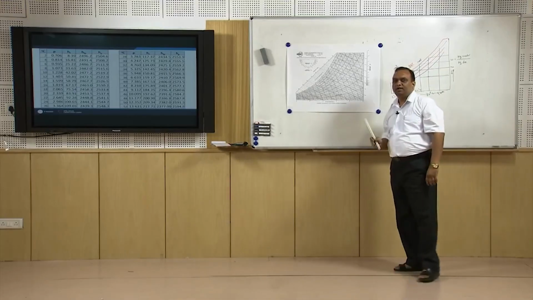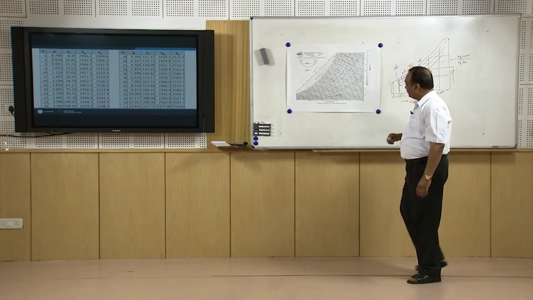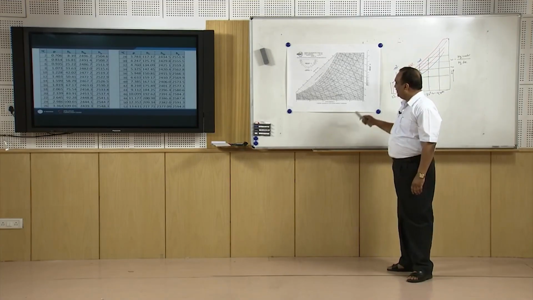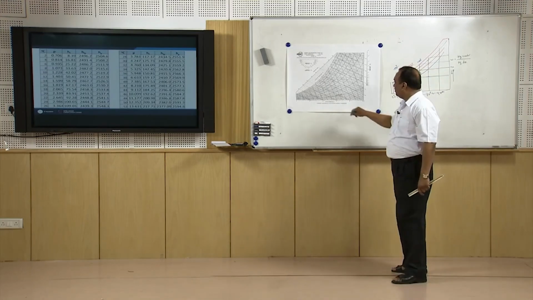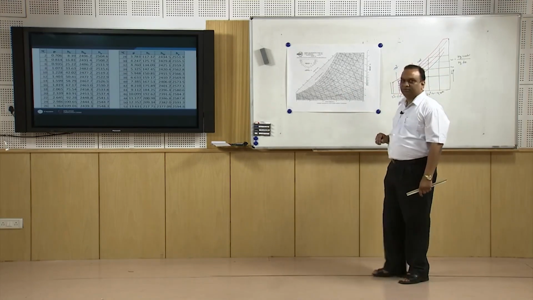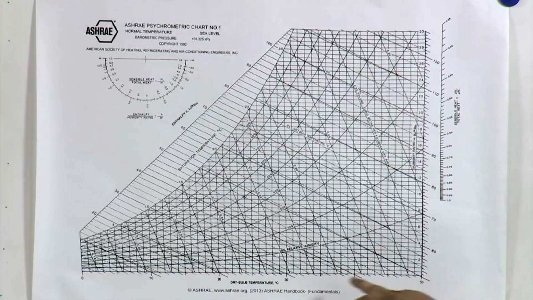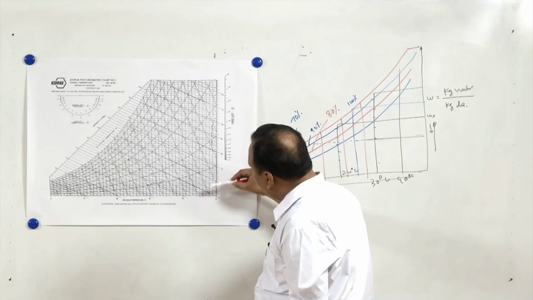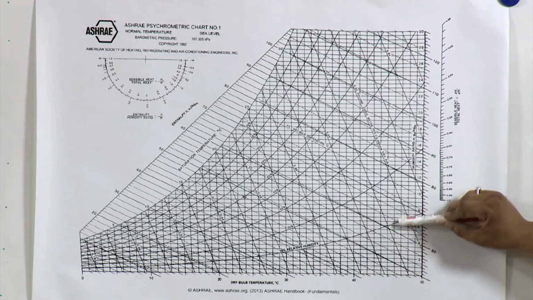It is a society. It has more than 50,000 members, and I am also one of the members of this society. And they publish handbooks every year. In 2013, they published a handbook on fundamentals, and this chart has been taken from the ASHRAE Handbook on Fundamentals. On the x-axis, there is the dry bulb temperature. So, in this chart, the vertical lines, the solid vertical lines, are constant dry bulb temperature lines.